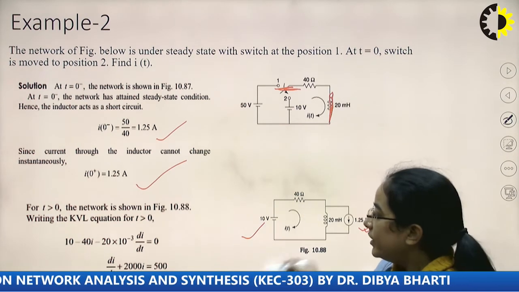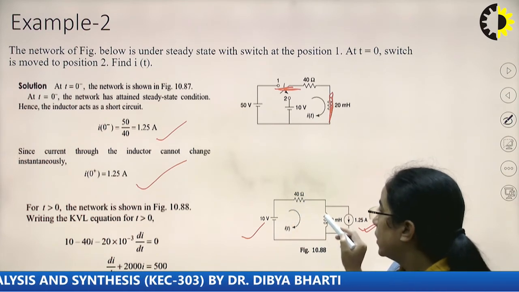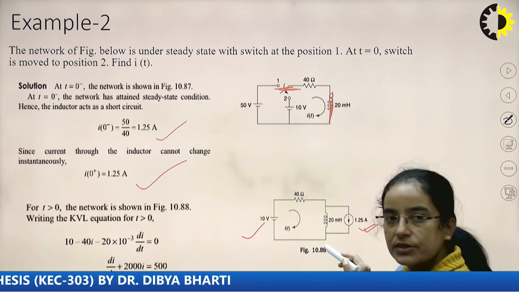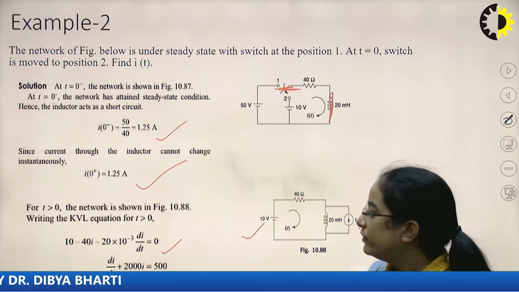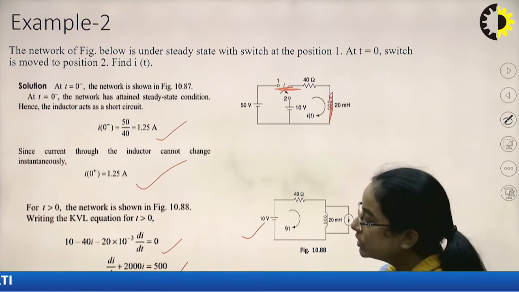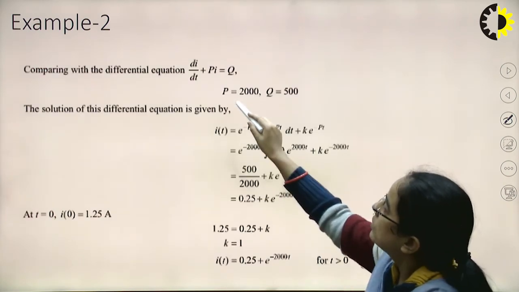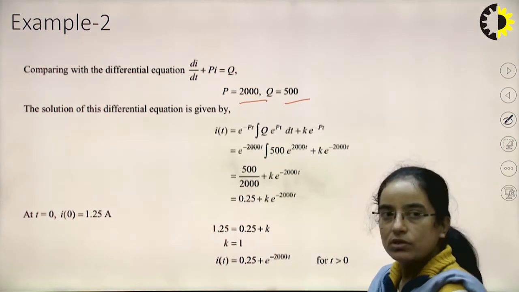Now we will write the KVL equation. 40i plus 20 into 10 to the power minus 3 d by dt of i minus 10 equal to 0. We had written this. Now this is the non-homogeneous equation. So now P is 2000 and Q is 500. Now we will solve this.